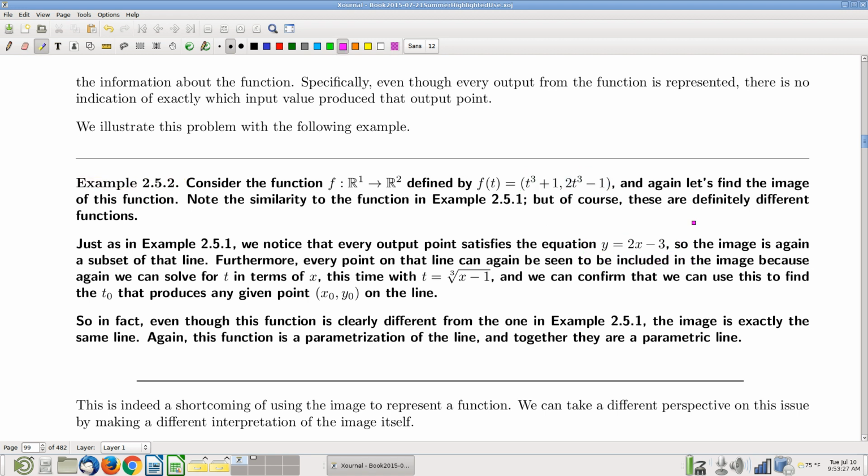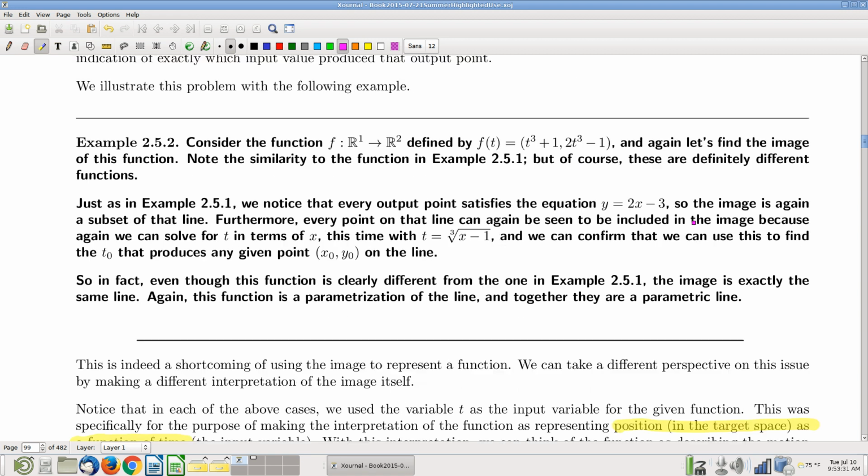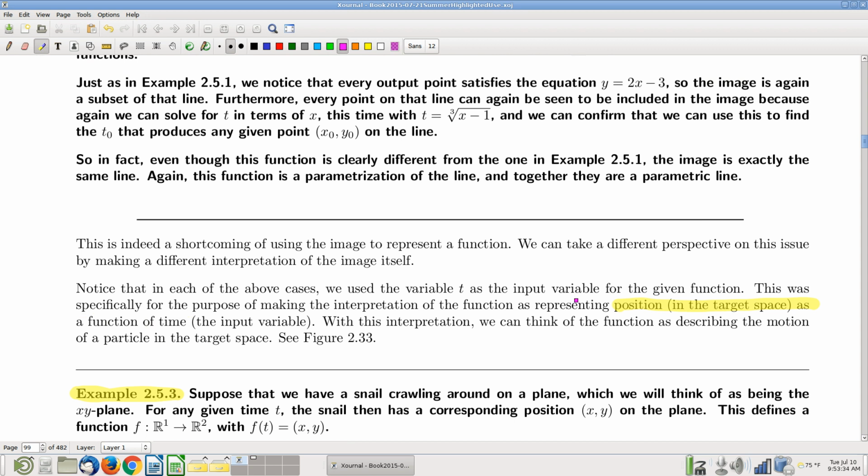All right. So to help out with this awkwardness, I want to give you a different point of view on how to think about parameterizations.